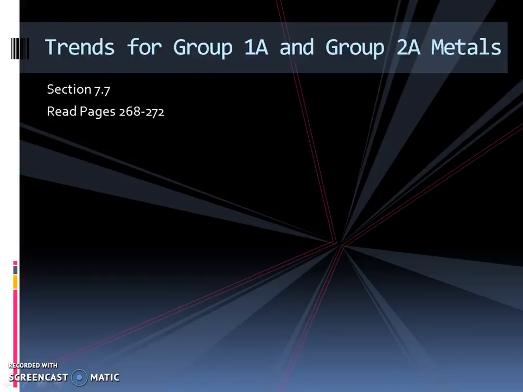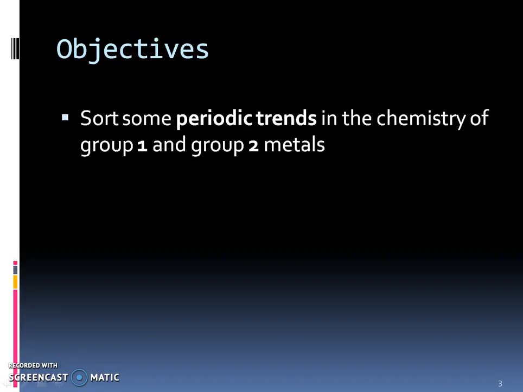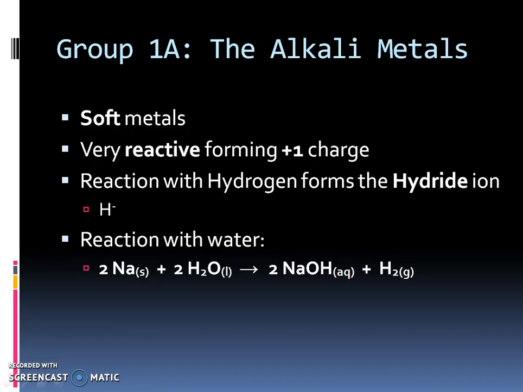This is Mrs. O'Neill for AP Chemistry, Chapter 7, Section 7, Trends for Group 1A and Group 2A metals. In other words, Group 1 and 2, the alkali metals and the alkaline earth metals. So hopefully at the end of this section, you'll be able to figure out some kind of trend amongst those particular groups. So again, pause the video, fill in the blanks, and then play to hear my words.